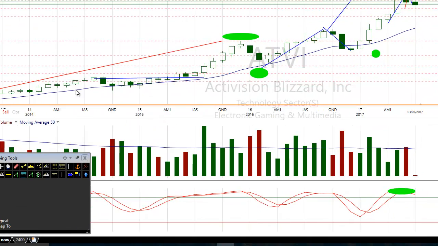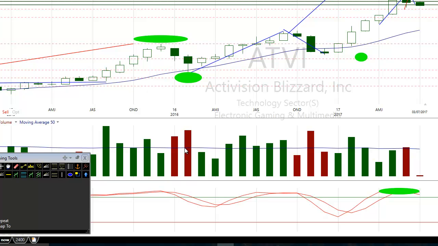So this is about how to trade the stochastic indicator using top-down trading method like a pro. The Stochastic that we are using is the Stochastic 8-3-3, and the financial instrument that we were analyzing is Activision Blizzard Incorporation, belonging to the technology sector, electronic gaming, and multimedia.